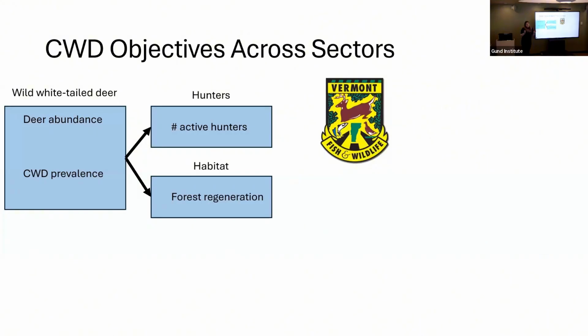And then they're also tasked not with just the wildlife, but supporting ecosystem health. And so they thought about habitat. They thought about how changing deer numbers may impact things like forest regeneration.